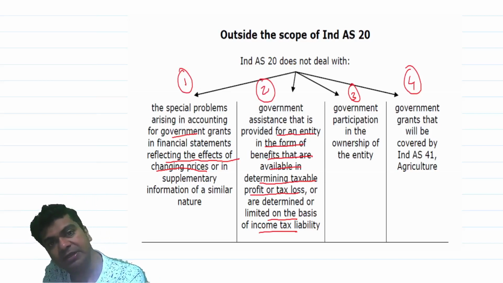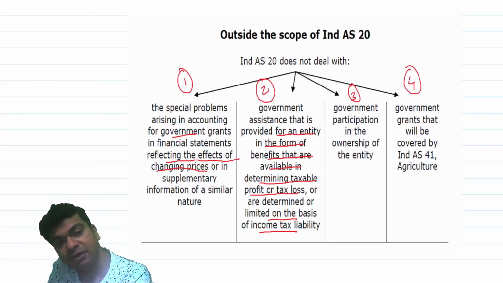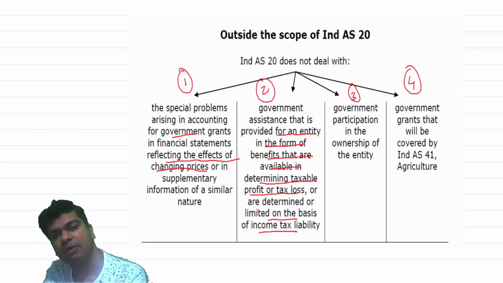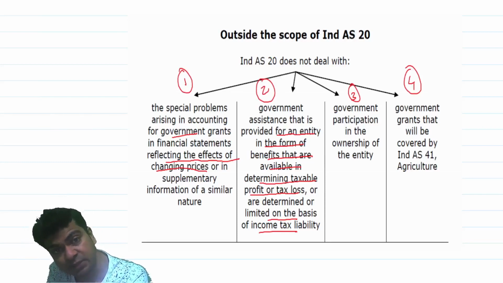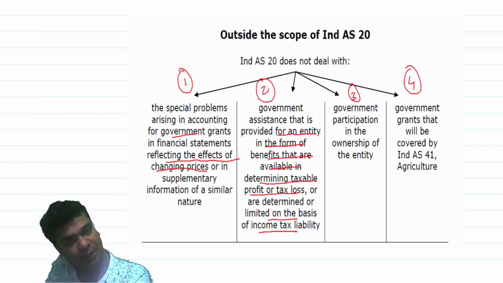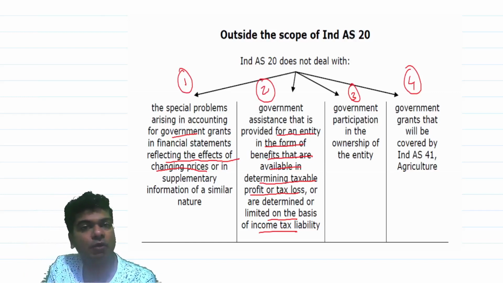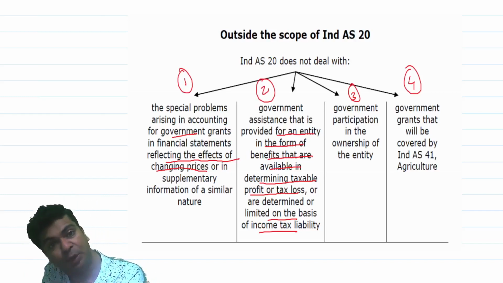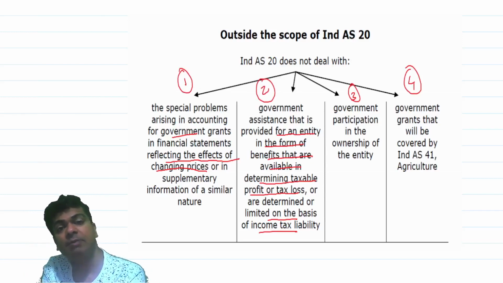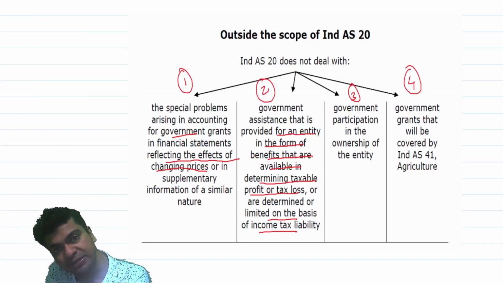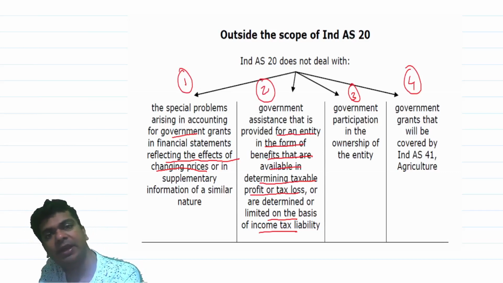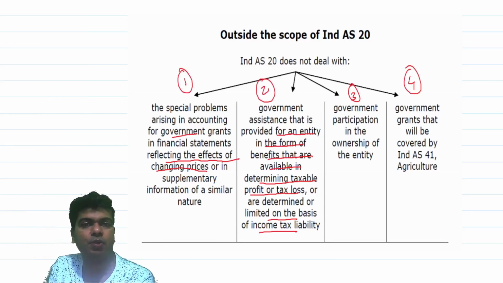Let us say the government is declaring for certain industries that if you are investing in certain capital goods, then accelerated depreciation will be available to you. If the normal rate of depreciation is 15%, for you 30% depreciation will be available. But please make fresh investments in capital assets. This is also one kind of government assistance only, because if I'm investing in capital assets, if I'm expanding my production capacity, then I will enjoy this taxation benefit. This is a government assistance, but it will be outside the scope of Ind AS 20.